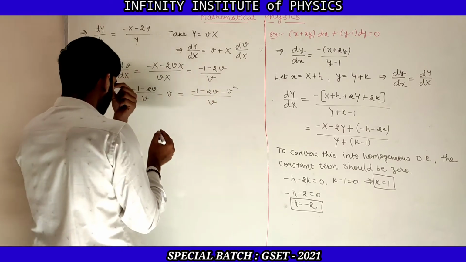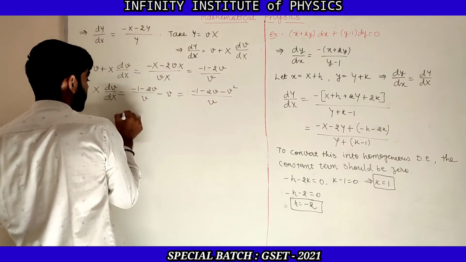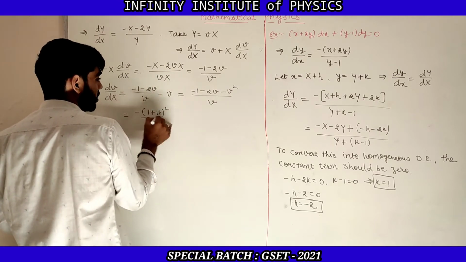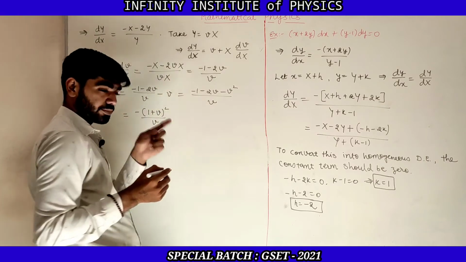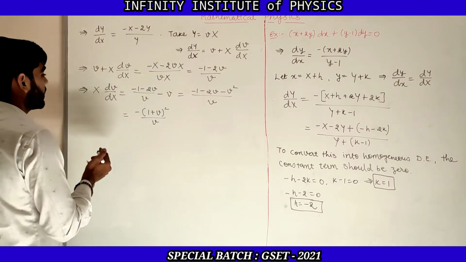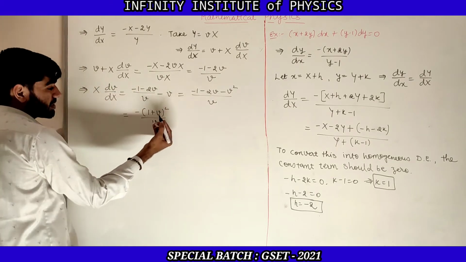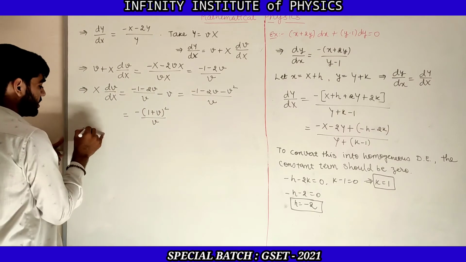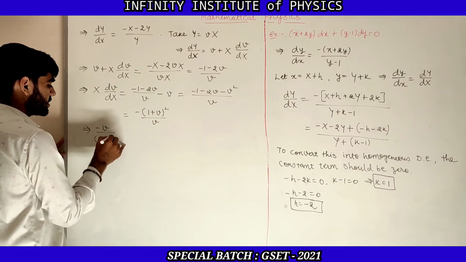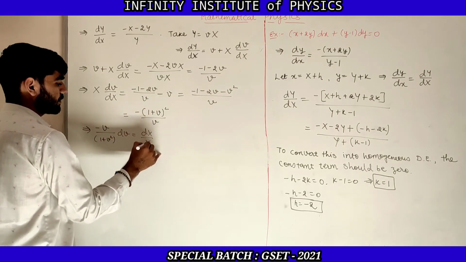Then this can be written as v square plus 2v plus 1, then it is minus of 1 plus v whole square upon v. Minus of 1 plus v whole square upon v. And now let us take dx on the right hand side and this term on the left hand side, then it will be minus v upon 1 plus v square dv, which is equal to dx upon x.